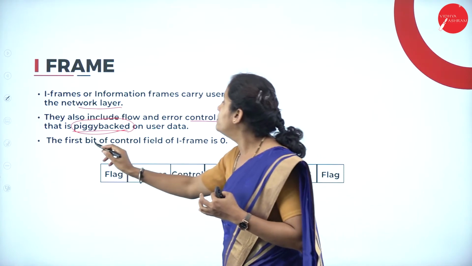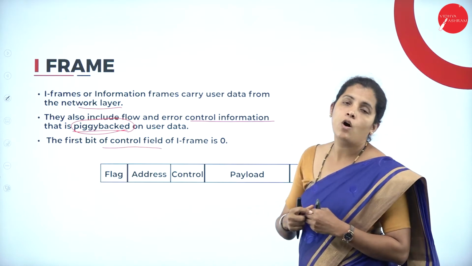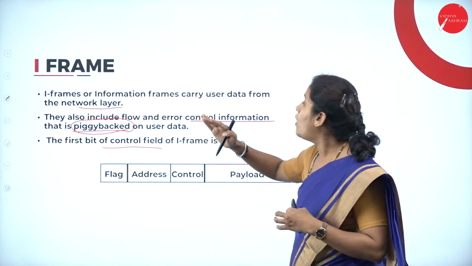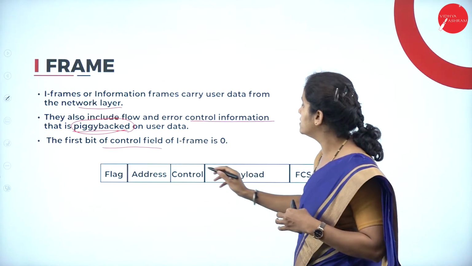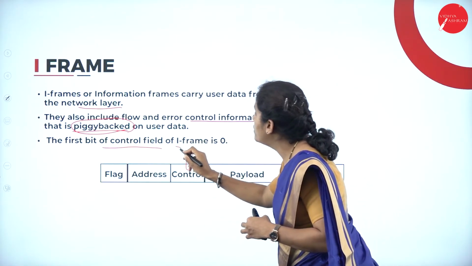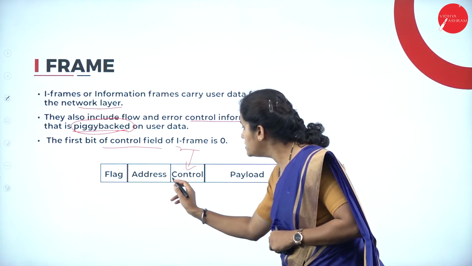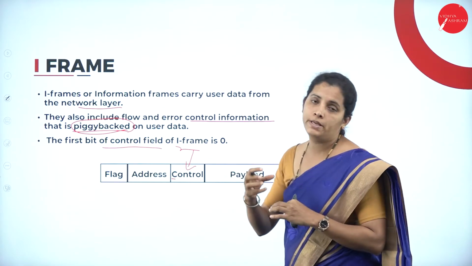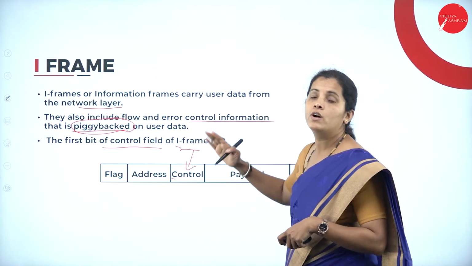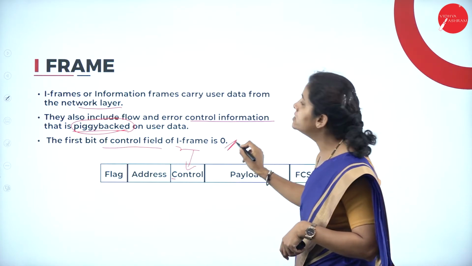The first bit of the control field of an I frame is always 0. So just remember that this is the control field. That means if the control field carries 8 bits, then the first bit of the control field of an I frame is always 0.